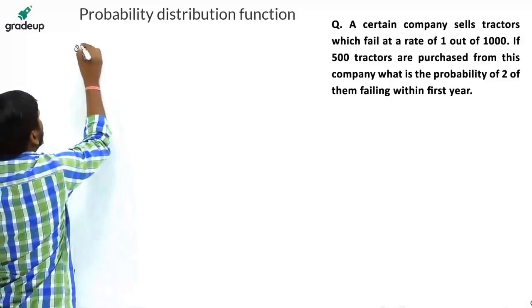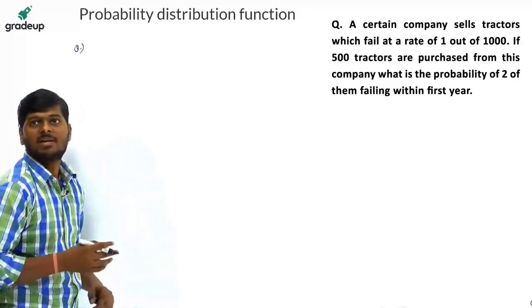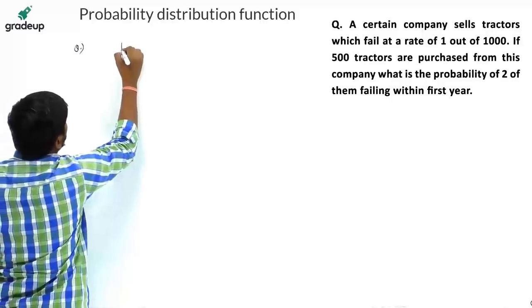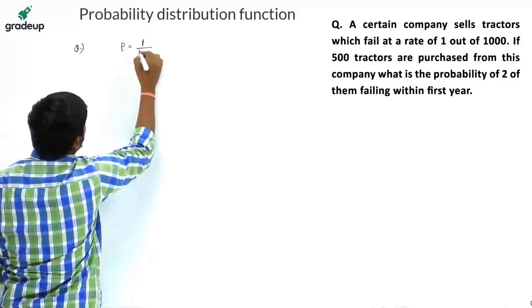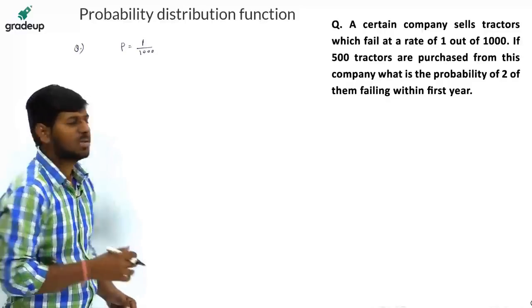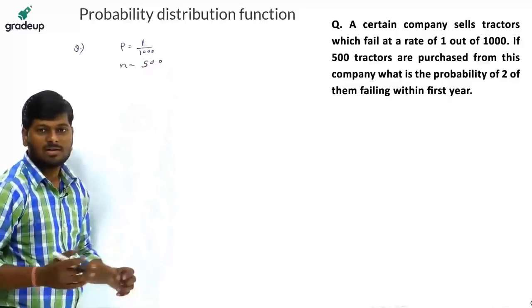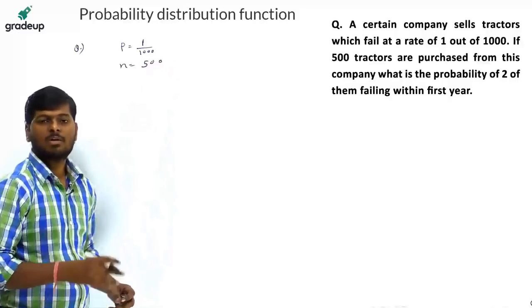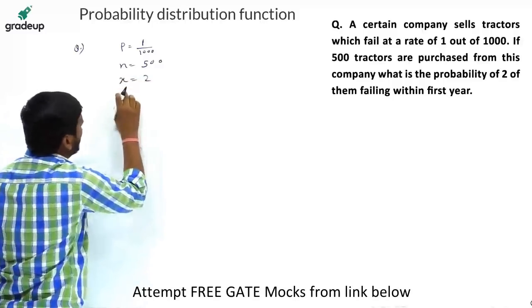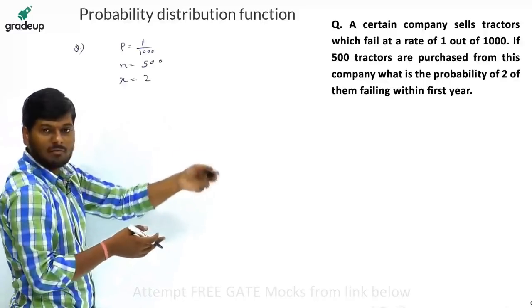What is the question? A certain company sells tractors which fail at a rate of 1 out of 1000. So p is equal to 1 by 1000. Okay, 500 tractors are purchased from this company. n is equal to 500 because this is the total number of tractors that are purchased. What is the probability of 2 of them failing within the first year? x is equal to 2 because we have to find the probability of 2 of them failing.